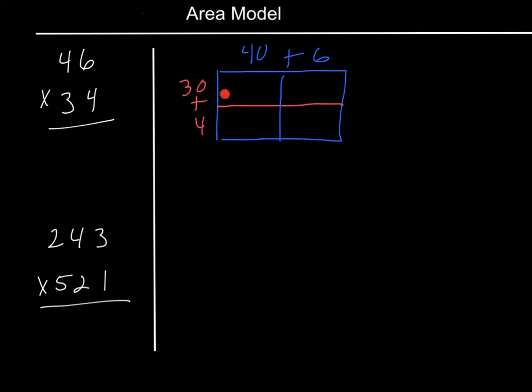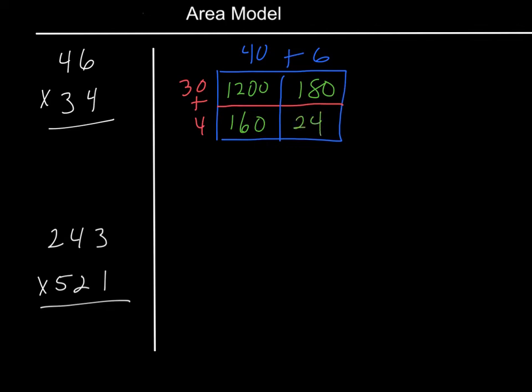So to find the area of this box, I'm going to go base times height and fill it in there. To find the area of this box, I go base times height, fill it in there. This one is base times height, fill it in there, base times height, fill in there, and then I can combine my like terms. So 30 times 40 is 1200. 30 times 6 is 180. 4 times 40 is 160. And 4 times 6 is 24.